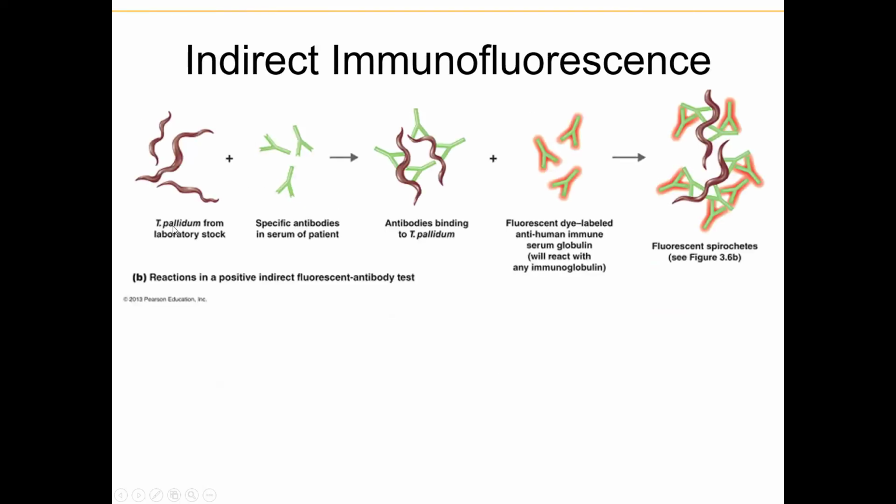So here is Treponema pallidum from laboratory stock, with specific antibodies in the serum of the patient. Antibody binds T. pallidum. Fluorescent dye-labeled anti-human immune serum globulin gives fluorescent spirochetes.